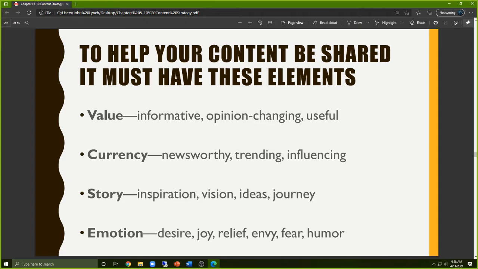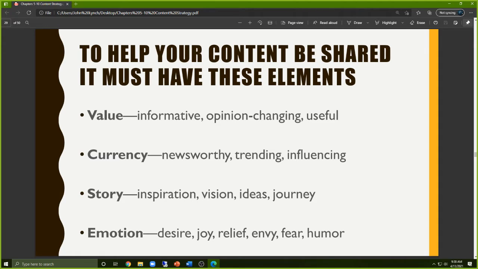Awesome. So here's a few little checklists I would say that are important to share your content, and I would say that not each of these needs to be 25% value, currency, story, and emotion. It could definitely be a combination of them. For instance, with emotion, if there's been a recent tragedy or some terrible events happened, a company might share emotional content. It might be much more driven by emotion.